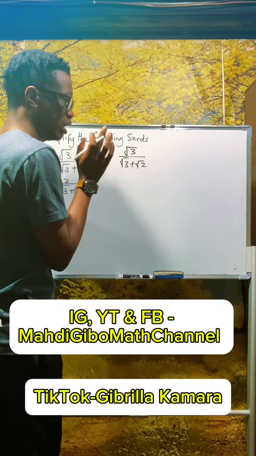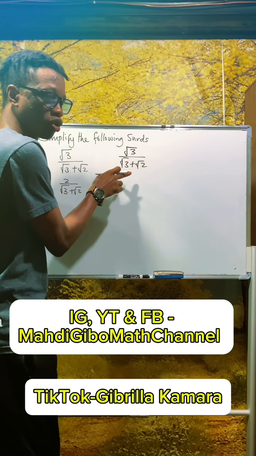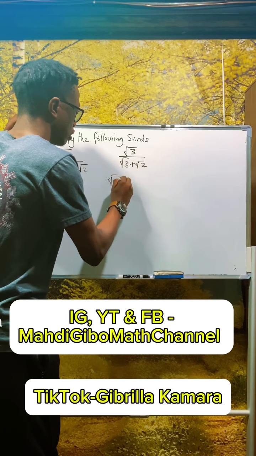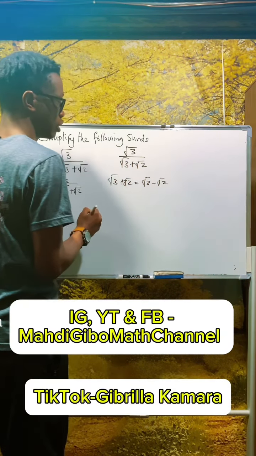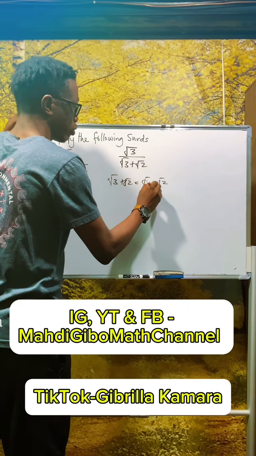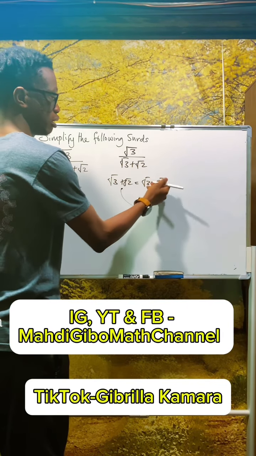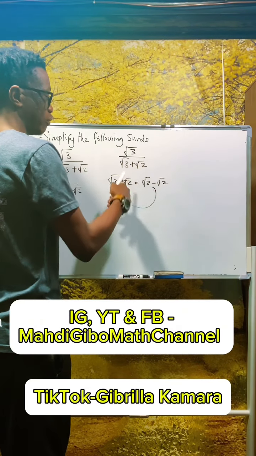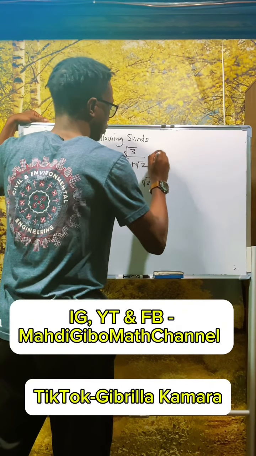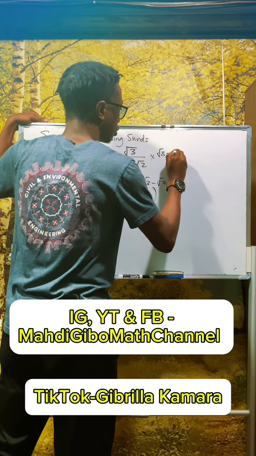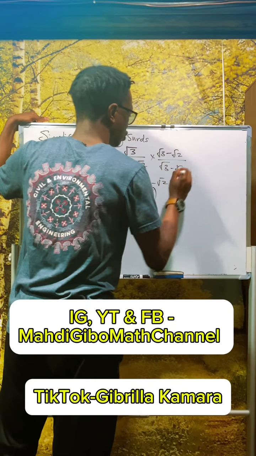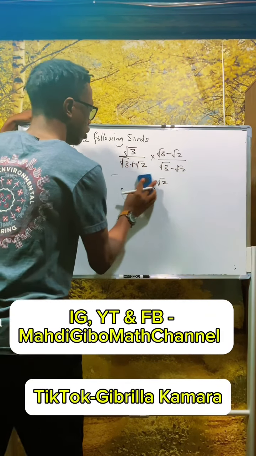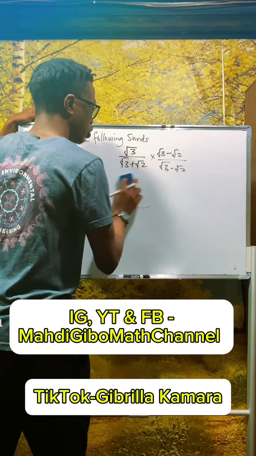Then the next one is the conjugate of this. So if you have root 3 plus root 2, the conjugate is root 3 minus root 2, and vice versa. So the conjugate of this is this. You just add minus if you have plus, and if you have minus, you add plus. So now we multiply here by root 3 minus root 2, and down here again root 3 minus root 2. Once we have that, now we just have to multiply. It's easy.